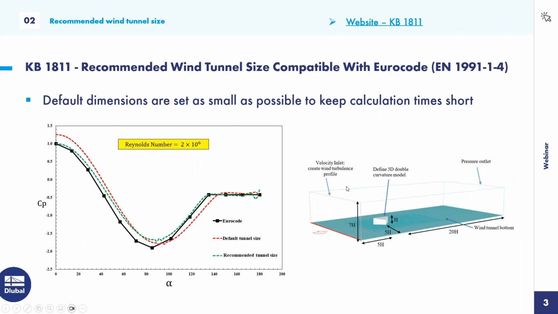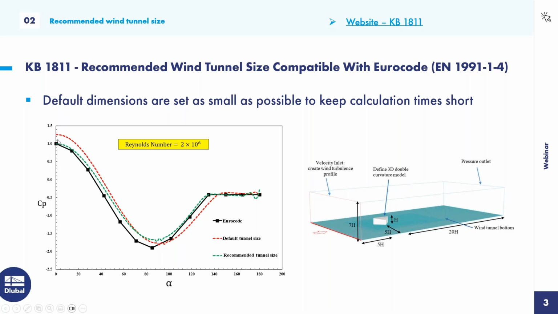Okay, let's go to the next chapter. It's knowledge base article number 1811. It's the recommended wind tunnel size compatible with the Eurocode. And it's most likely for the same verification example of the cylinder. We discovered, by checking the results, that with the normal default wind tunnel size, we are quite a bit higher than the Eurocode would offer.